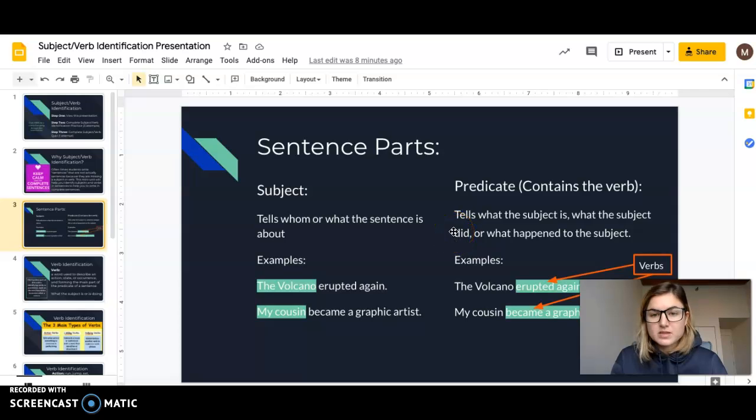The second part of a sentence is your predicate, and this contains the verb. It tells what the subject is, or what the subject did, or what the subject is doing, right? In that same example, the volcano erupted again. Erupted again would be our predicate, the second part of our sentence, because it includes the verb erupted. So 2 parts to every sentence.